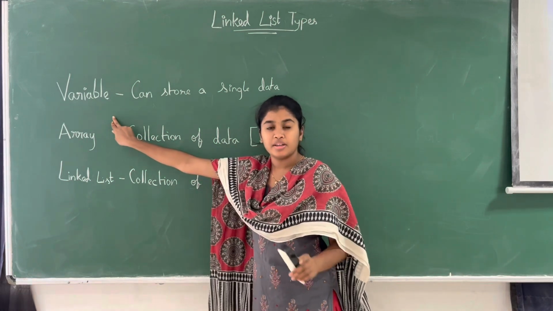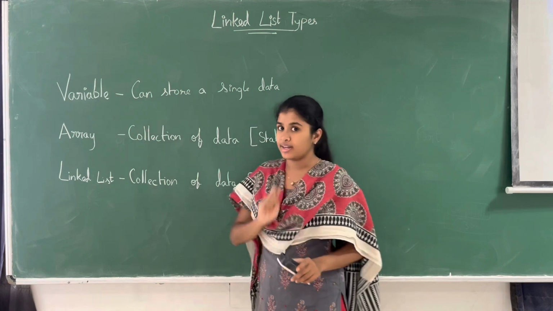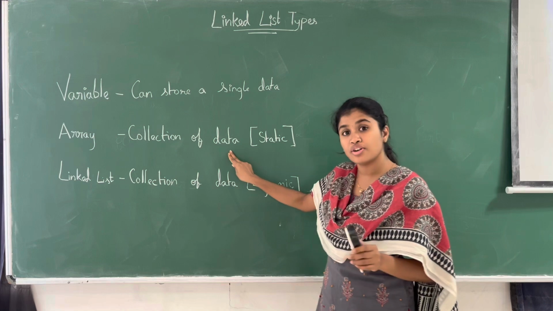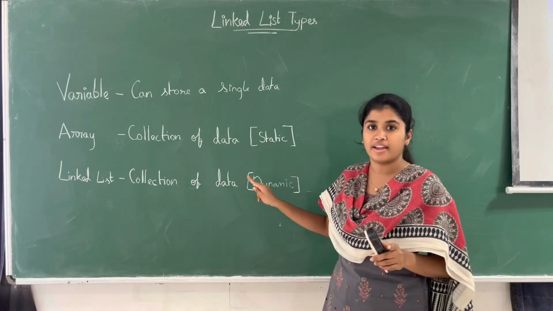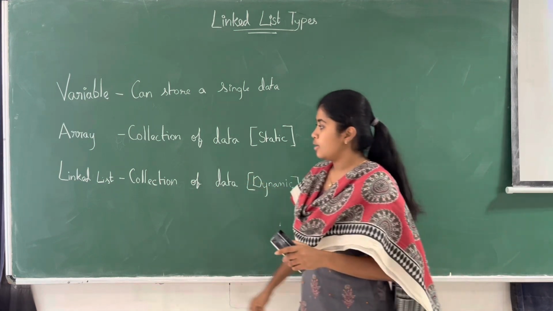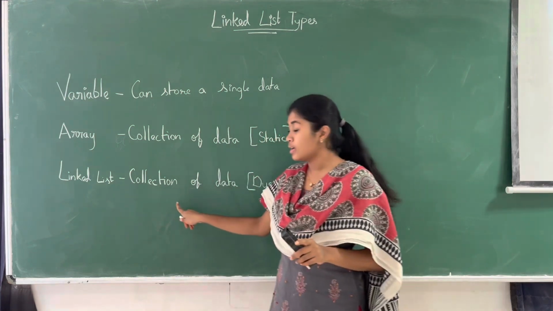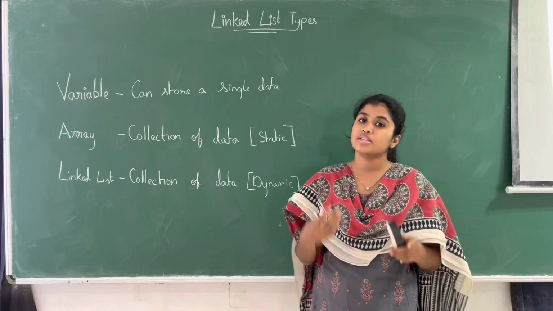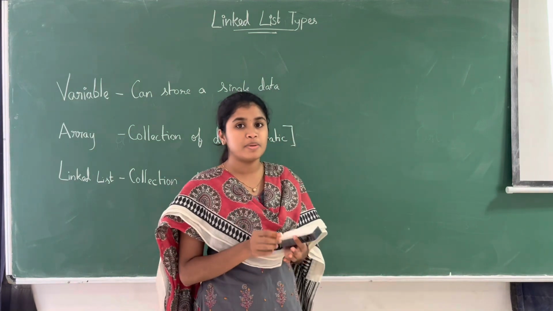A variable. In a variable, we can store only one data. Next comes the array. In an array, we can store a collection of data, but the size has to be predefined. It is static. Whereas in a linked list, we can store a collection of data, but the size is dynamic. We can store how much ever elements we want until the memory becomes full.